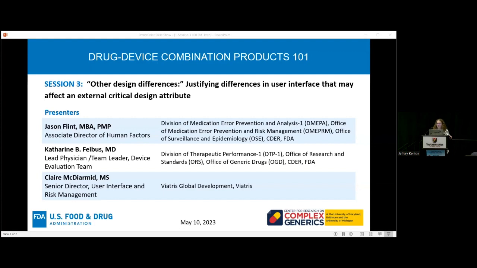Our first speaker this afternoon is Jason Flint. He's the Associate Director of Human Factors in the Division of Medication Error Prevention and Analysis 1 in the Office of Surveillance and Epidemiology. I'm going to let you read the sub-office name because it's very long. And I will be the second speaker. And then we will be joined by Claire McDiarmid, who is from Beatrice. She's the Senior Director of User Interface and Risk Management.